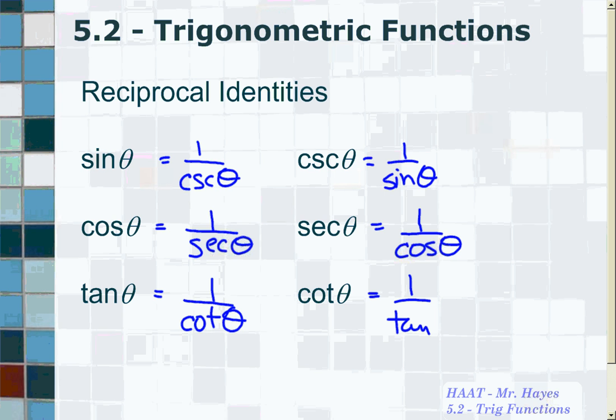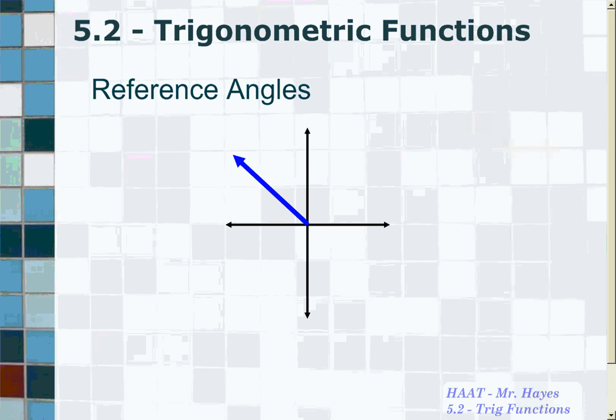You are expected to know these. We're going to get to the point when we start doing trig proofs that I'm just going to throw these out, and I'm going to expect that you guys can throw these out. I'm not going to spend a lot of time constantly going back and saying, oh yeah, cosine is 1 over secant, or secant is 1 over cosine. So, there's that.